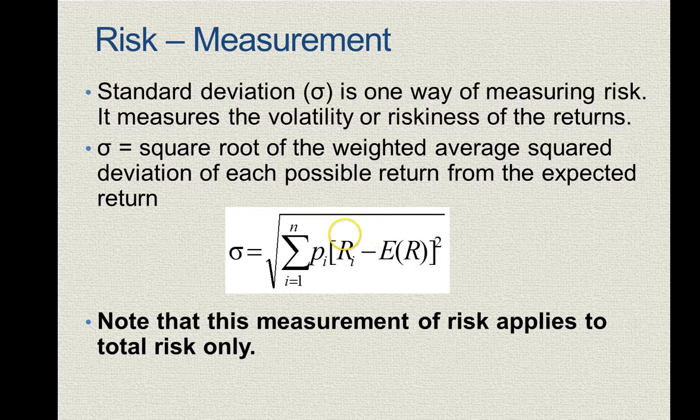Then you sum up the product of the probability and the squared deviation, and then you take the square root of that, and that's the standard deviation. Note that this standard deviation measures what we call the total risk. Later on, we're going to differentiate between two types of risk. Total risk is basically the sum of those two different types of risks. So keep that in mind.